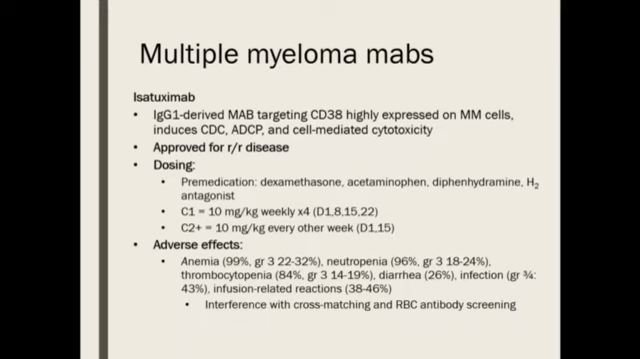This, of course, is an IV product, not subcutaneous, a little more cumbersome from a patient perspective. And I would say a little more aggressive on the hematologic toxicities as well. You can see the rates here on the slide, but any grade anemia, any grade neutropenia, any grade thrombocytopenia were at least 84%, if not higher. Grade 3 to 4 anemia is up to 30% as well. And since it's CD38 directed, you still have that interference with cross-matching and RBC antibody screens.